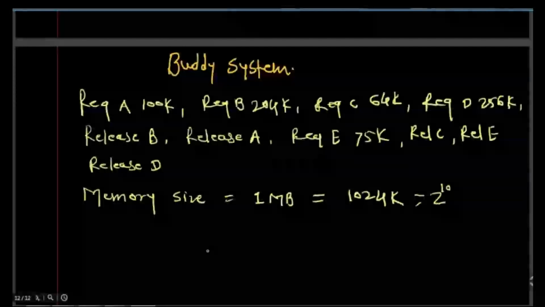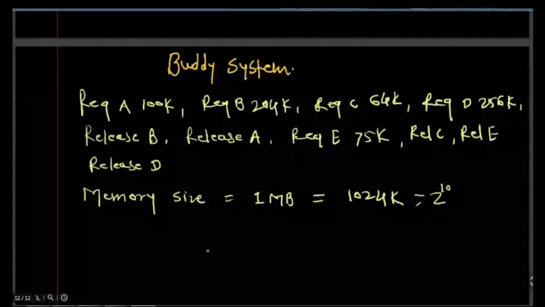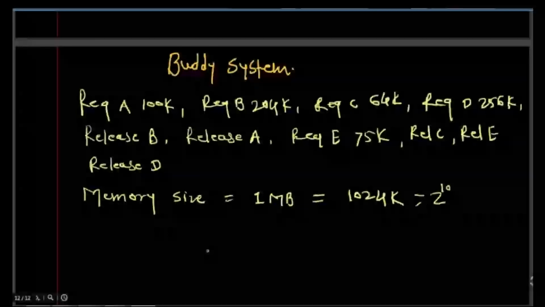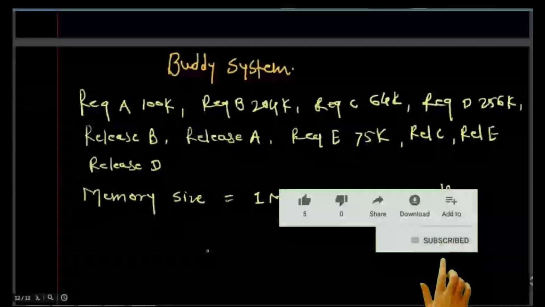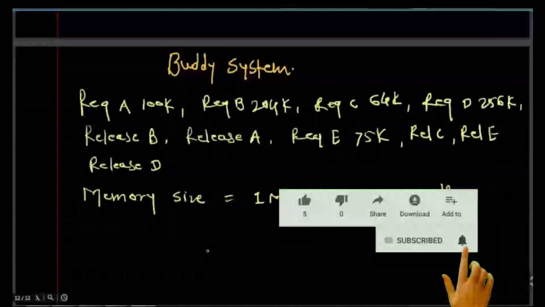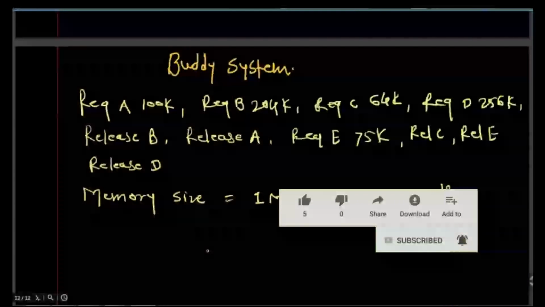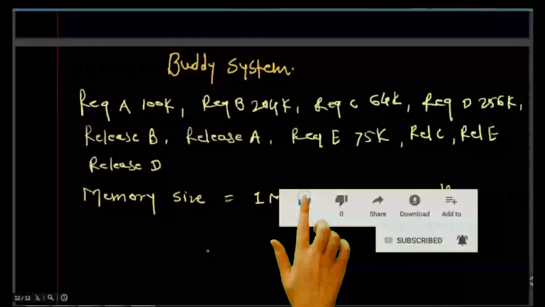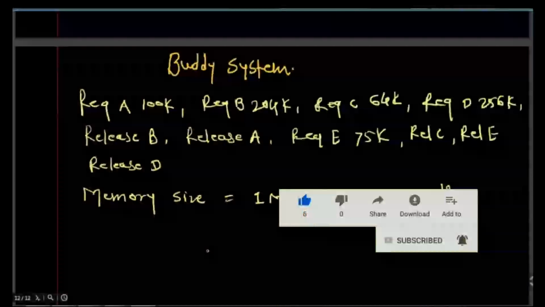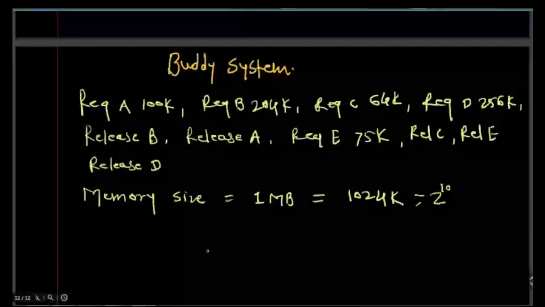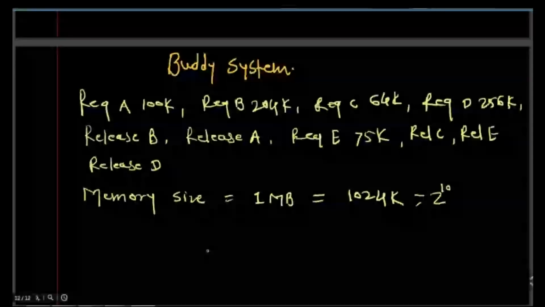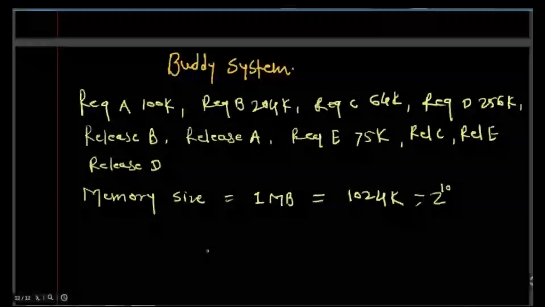Hello, good morning. So in the last lecture we studied the memory allocation techniques, that is first fit, best fit, worst fit and next fit. And we studied the two problems in these memory allocation techniques, that is internal fragmentation and external fragmentation, as well as these techniques with the help of static memory allocation and dynamic memory partitioning.